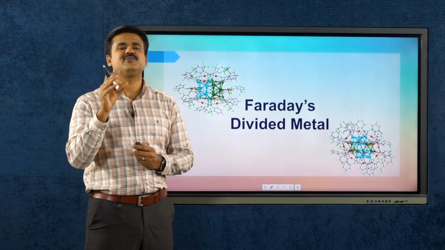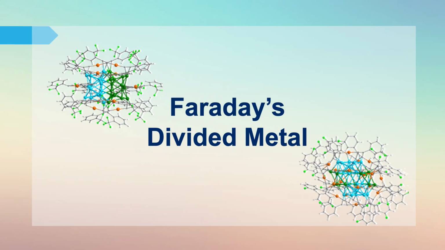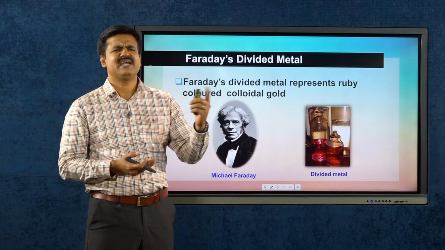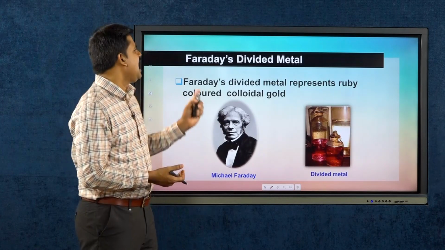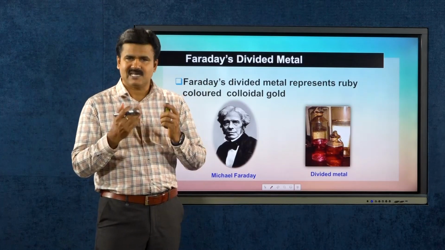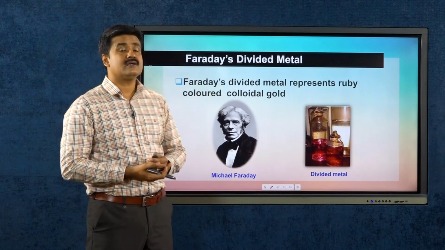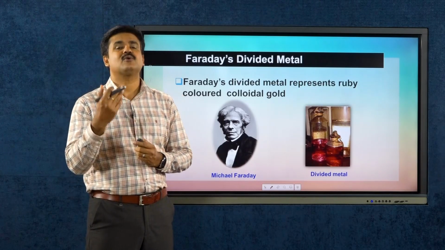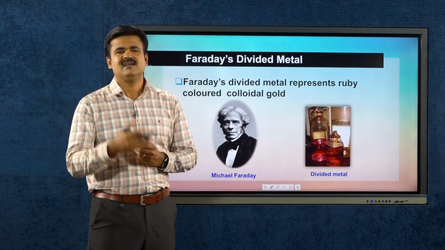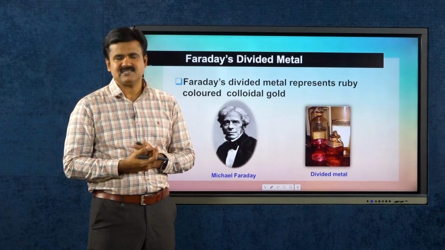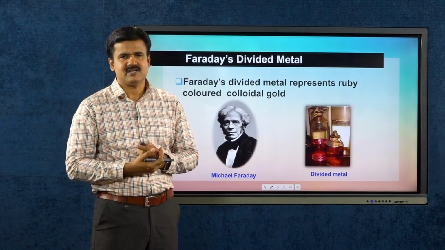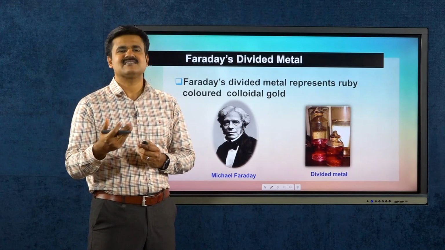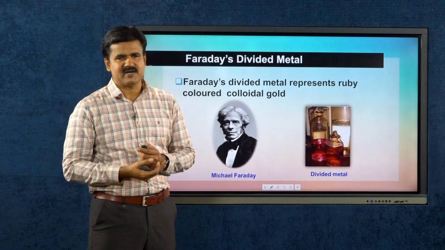Out of which we have to give some focus on Faraday's divided metal. You may have heard this term somewhere else. Faraday's divided metal represents ruby colored colloidal gold. You are familiar with colloidal particles. What are colloids? Colloids also have the dimension of nanoparticles, that is, a nanoscale dimension in the range of 100 nanometers. So, colloidal gold simply consists of nano gold or gold nanoparticles.